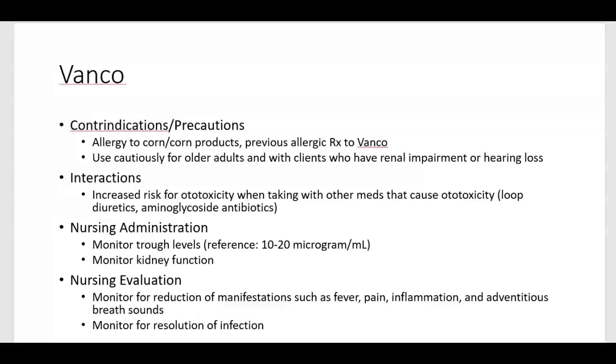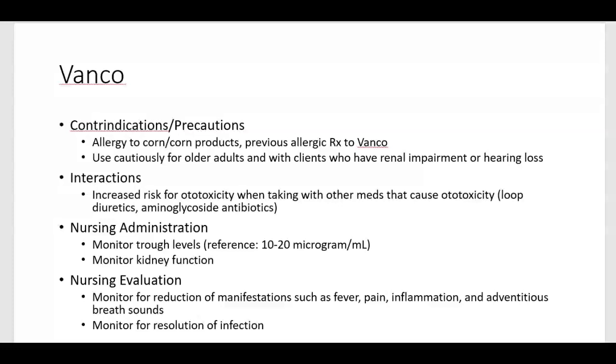We want to use cautiously for older adults and with clients who have renal impairment or hearing loss. There is increased risk for ototoxicity when taken with other meds that cause ototoxicity, such as loop diuretics or aminoglycoside antibiotics. We want to monitor trough levels. Again, the reference range is 10 to 20. You want to know those numbers, right?